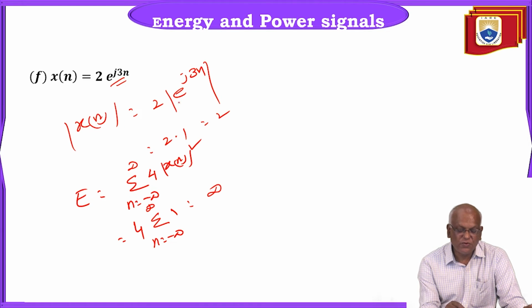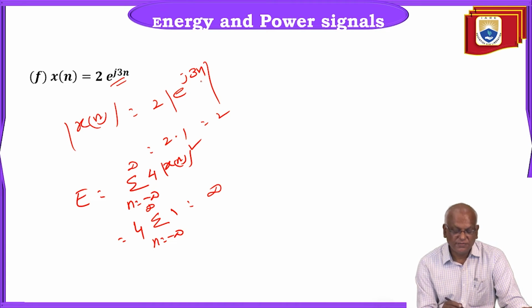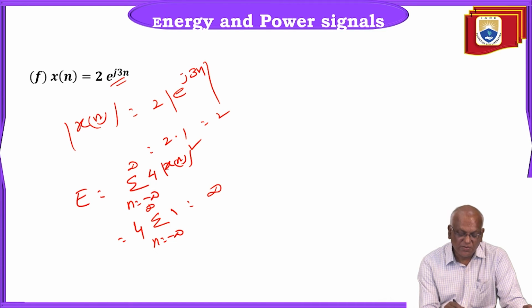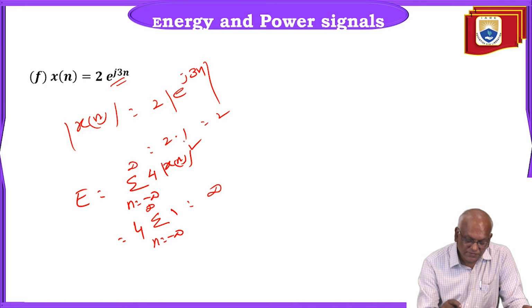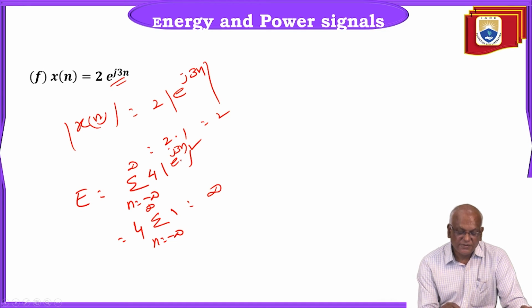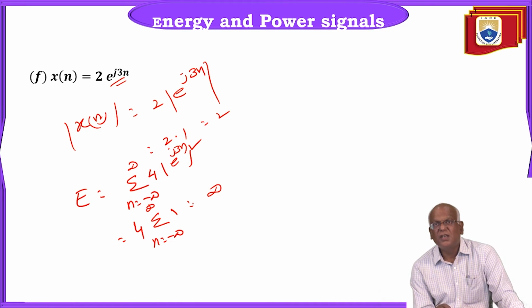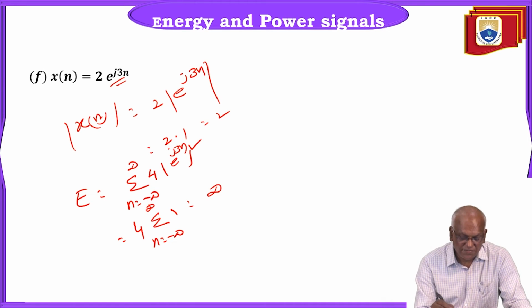Here x of n is 2 into e power j 3n. Then 4 times the absolute value of x of n squared, where the absolute value of e power j 3n squared equals 1. So 1 into 4, 4 times sigma of 1, and this value becomes infinity. Similarly, we are finding the average power.